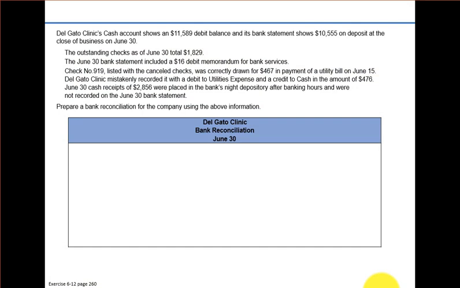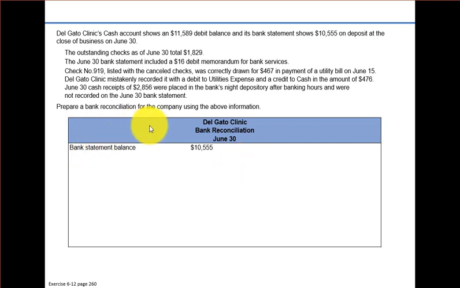So here's our first little problem here. It's exercise 6-12, I believe. Delgato's clinic cash account shows an $11,589 debit balance in its bank statement. So the first thing we'll do is we'll show the bank statement is $10,555. By the way, a bank reconciliation goes on a separate piece of paper, or now in the real world, it goes on some type of spreadsheet, or a lot of times the accounting software has all this built into it. But anyway, it looks just like this.